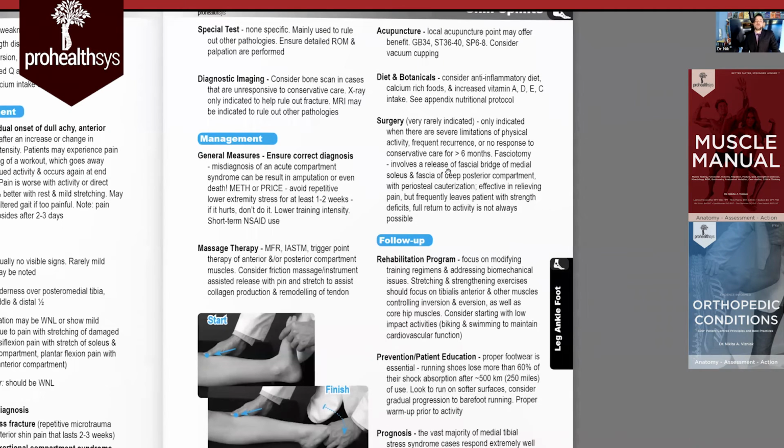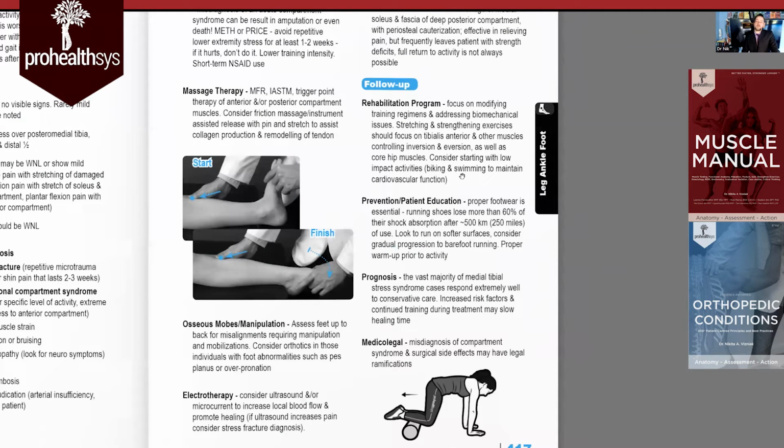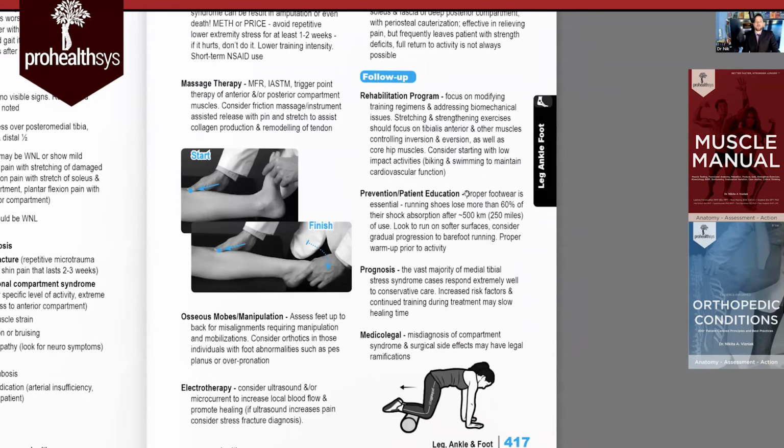Okay, follow up. Rehab program, focus on modifying activities and building tolerance to the repetitive load. So stretching and strengthening exercises, considering starting with low impact activities and then gradually increasing. And here I mentioned the biking and swimming again. Patient education on proper footwear.